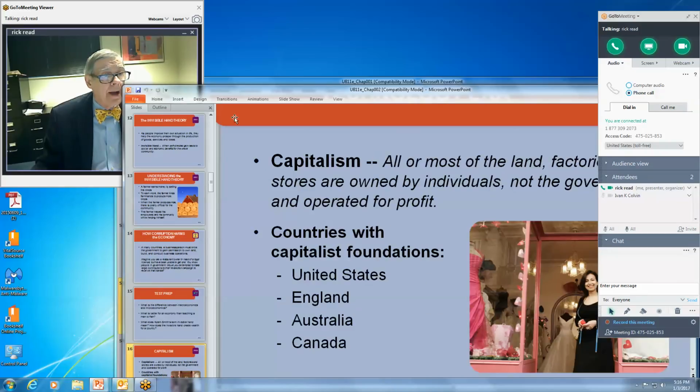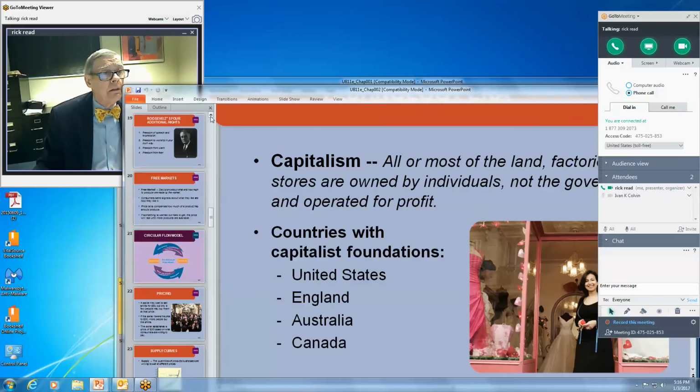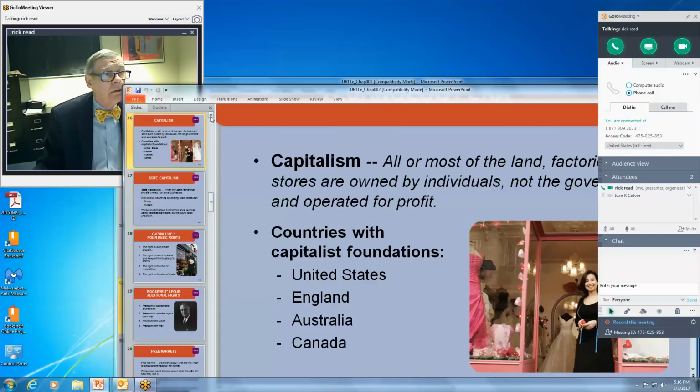Now we're going to talk about the economy we have in the United States, known as capitalism. It is what we work on, what we have, and this is where all the factors of production, if you will, are owned by individuals, not by the government. Now there are some exceptions, but by the rule, no. These are the countries that are founded on capitalistic ideals.